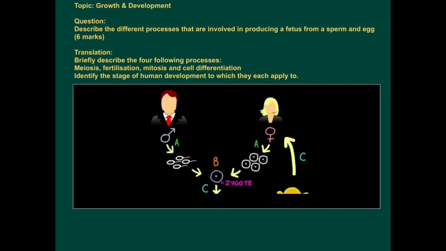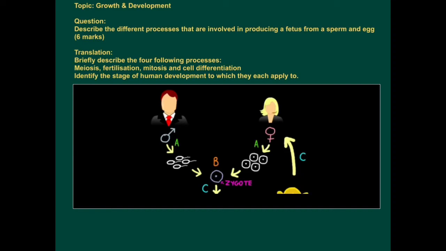This exam application tutorial is looking at the topic of growth and development. The question for 6 marks is: describe the different processes that are involved in producing a fetus from a sperm and egg. There's a lot going on in this question, and for that reason it's probably one of the hardest questions you get in Biology Module 2.